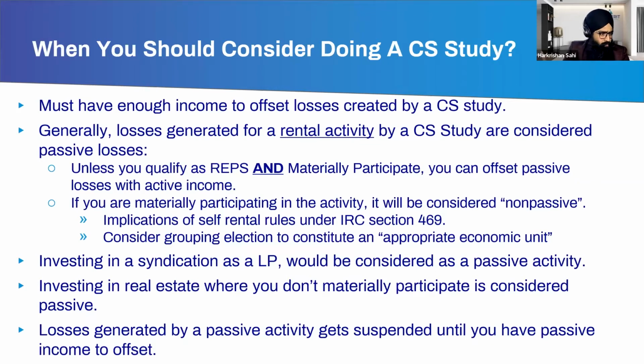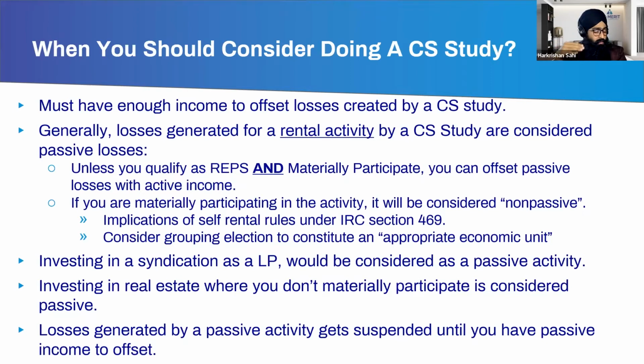That's material participation. If you are materially participating in some activity, that'll be considered non-passive. So the real estate in which you materially participate, under one LLC, any losses generated by the cost seg at that point will be considered active losses. Your active income can offset your active losses. Passive income can only offset passive losses, and active income can only offset active losses. You cannot commingle those.